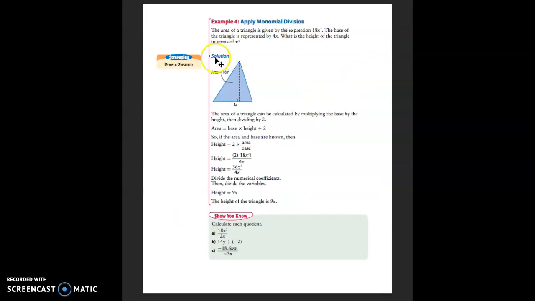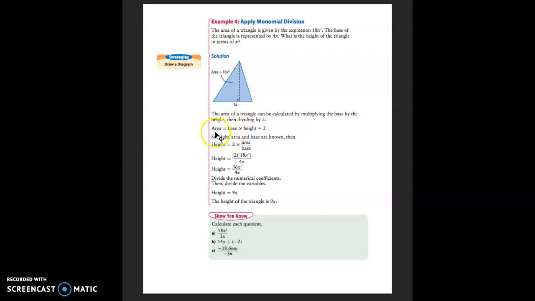And finally, you have example 4, and again, this is straight from your book. The area of a rectangle or triangle is given by the expression 18x squared. The base of the triangle is represented by 4x. What is the height of the triangle in terms of x?